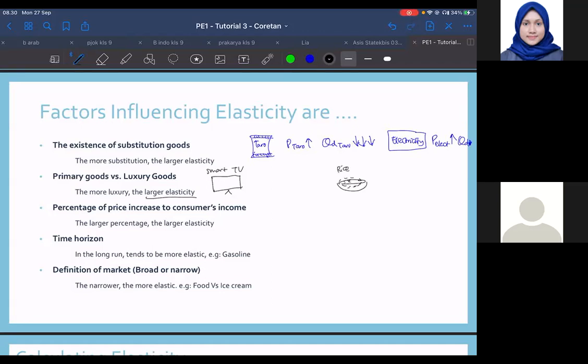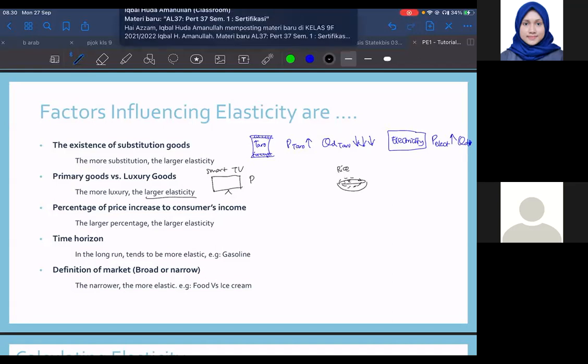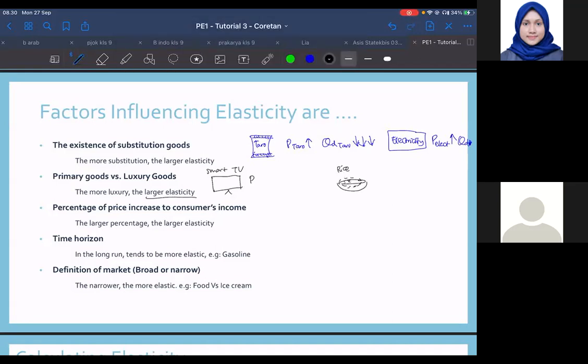This is rice. If the price of smart TV is decreased, people will be happy. People will be happier than before. So they will demand more and more. They will increase the demand for the smart TV by a large amount.